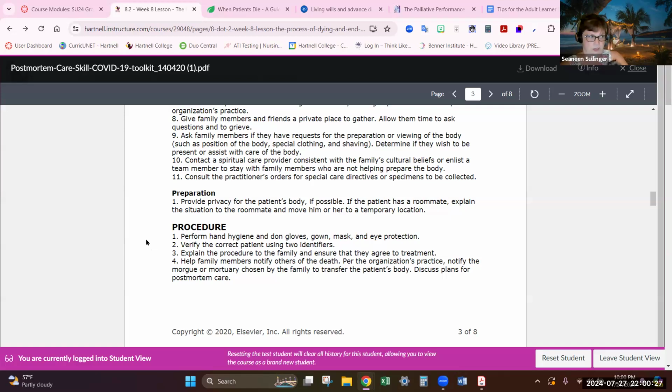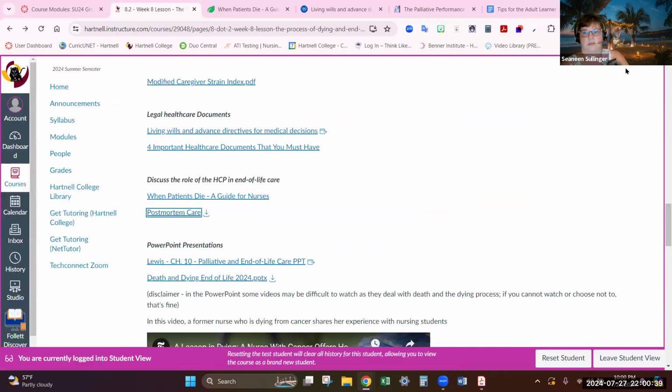Oftentimes we'll keep them on the unit because you have to have two people take them down to the morgue, which is in the basement of the hospital. Pretty scary. I've had to do that, go down with security in the middle of the night. That was not fun.